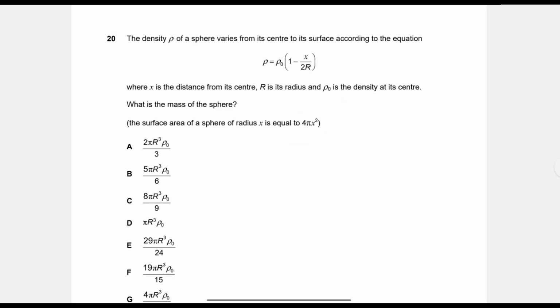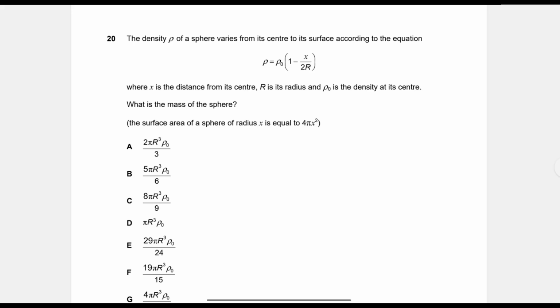There we go. Next question: the density rho of a sphere varies from its center to its surface according to this equation, where x is the distance from its center, r is its radius, and rho naught is the density at its center. What is the mass of the sphere? Okay, so basically the way we're going to solve this is by using calculus. Yeah, we're going to have to.